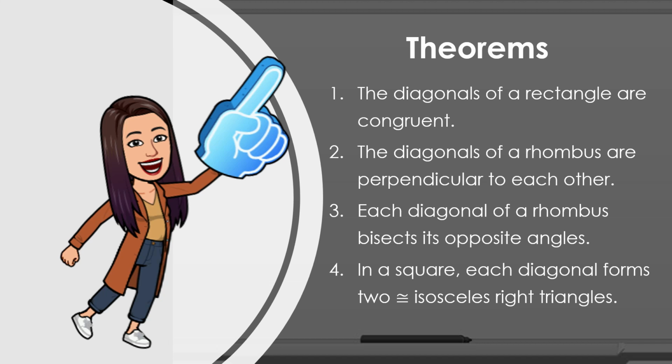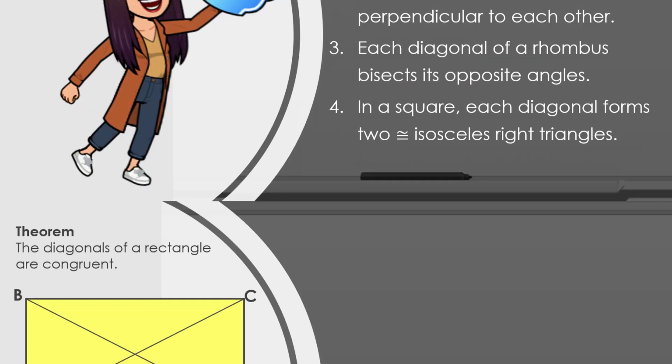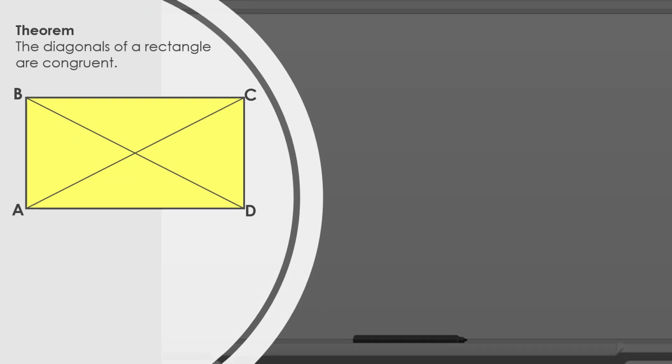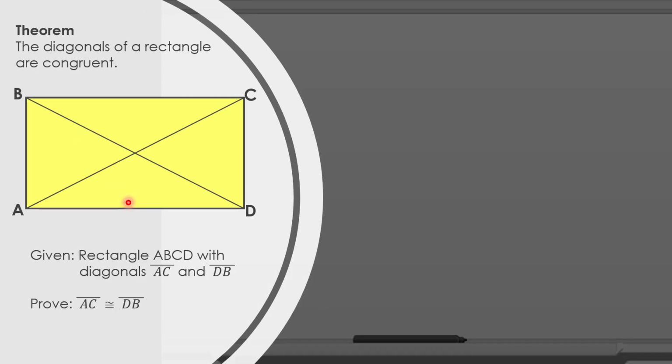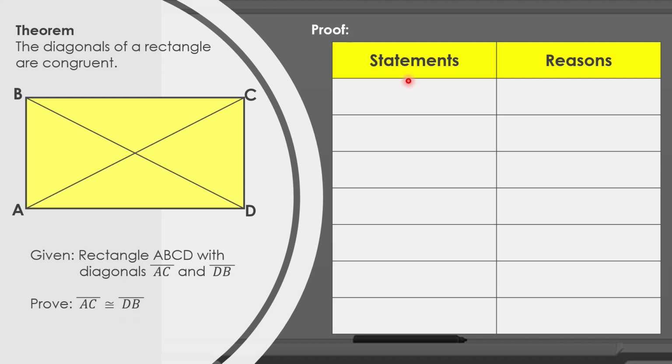So let us start first with our first theorem, that the diagonals of a rectangle are congruent. Let's say that this is our figure. Given rectangle ABCD with diagonals AC and DB, let us prove that diagonal AC is congruent to diagonal DB as stated in our theorem. So to prove that, we will use a two-column proof in which we have here the statements and the reasons.